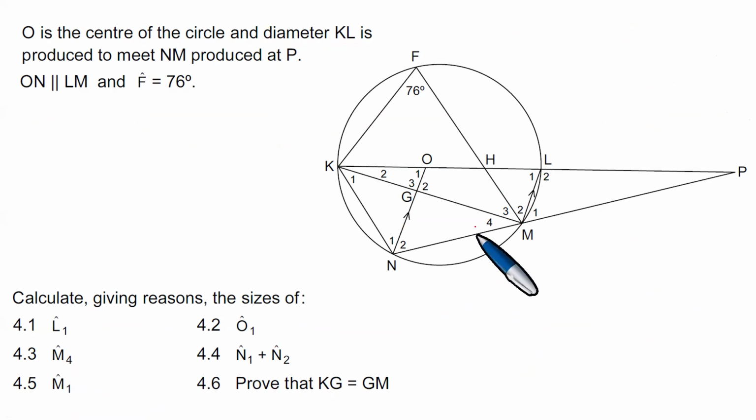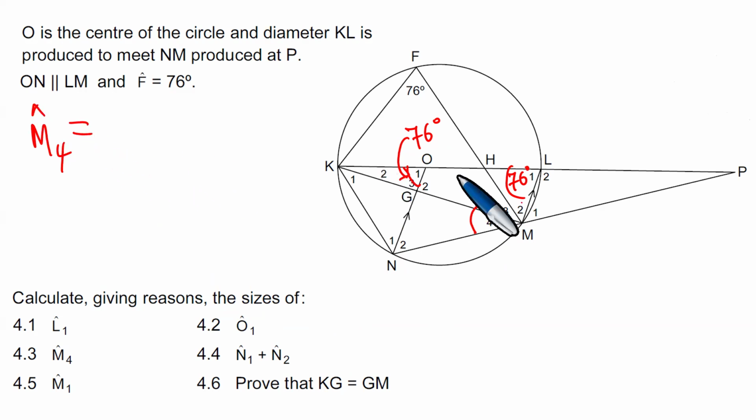4.3, we want to find the size of the angle M4. What is the size of the angle M4? Anyone? What do you think? Right, we want to find the size of the angle M4. We already know this one is 76 degrees, but obviously we already know that this angle here is also 76 degrees. And then what is the size of the angle M4? Who knows the size of the angle M4?